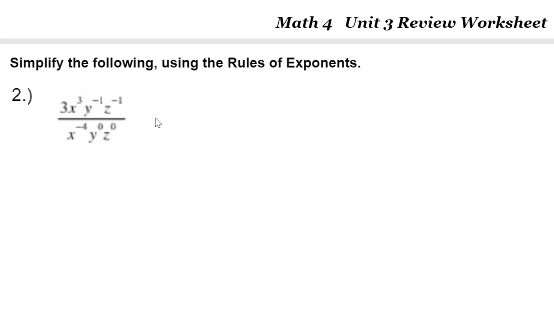All right, so the same thing's going to happen here. I'm going to wind up with a 3. X to the 3 minus negative 4, that's 3 plus 4, that's x to the 7. And then y to the negative 1 minus 0, and z to the negative 1 minus 0. That's going to give me 3x to the 7 on the top, and a y and a z on the bottom.